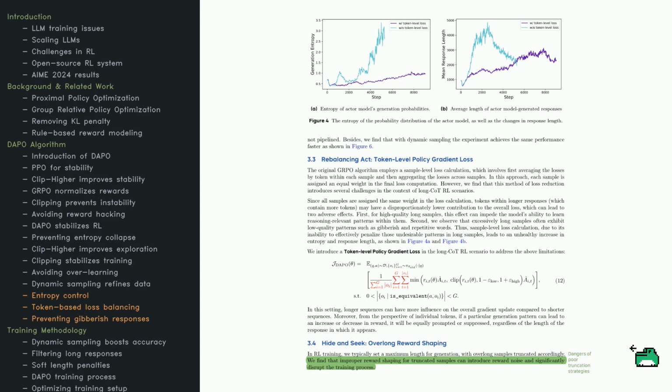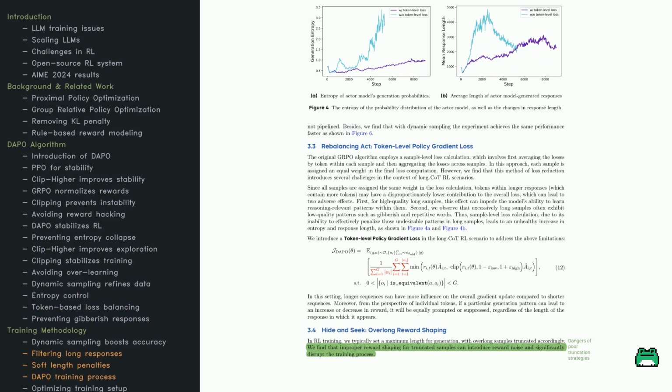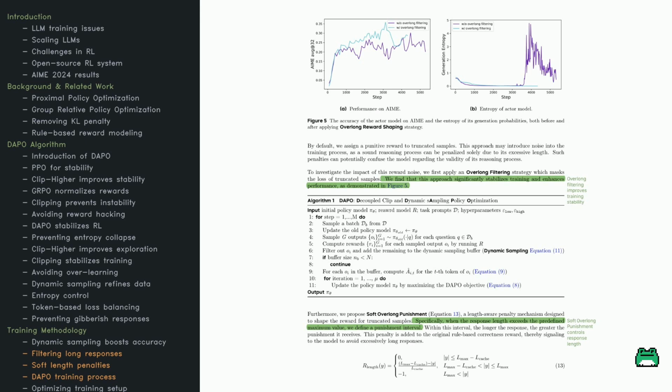Instead of evaluating entire responses as one block, each token gets its fair share of attention. That way, short yet insightful responses carry enough weight during training, and the model isn't driven to produce unnecessarily long or repetitive outputs. Finally, we see that if you cut responses off too aggressively to avoid overlong answers, you might introduce unwanted punishment and noise. It's called overlong reward shaping. Truncation strategies need careful design, so the model doesn't get blindsided by length caps that have nothing to do with correctness.